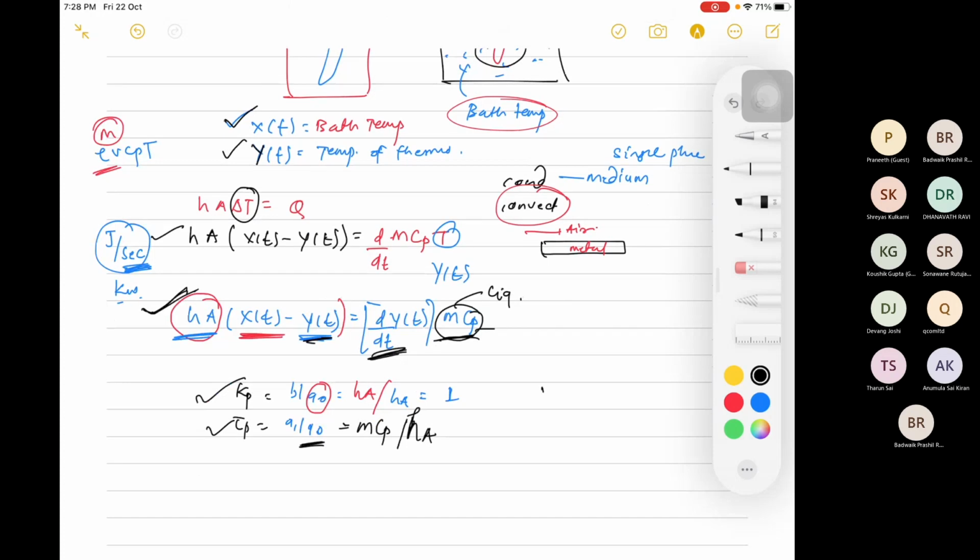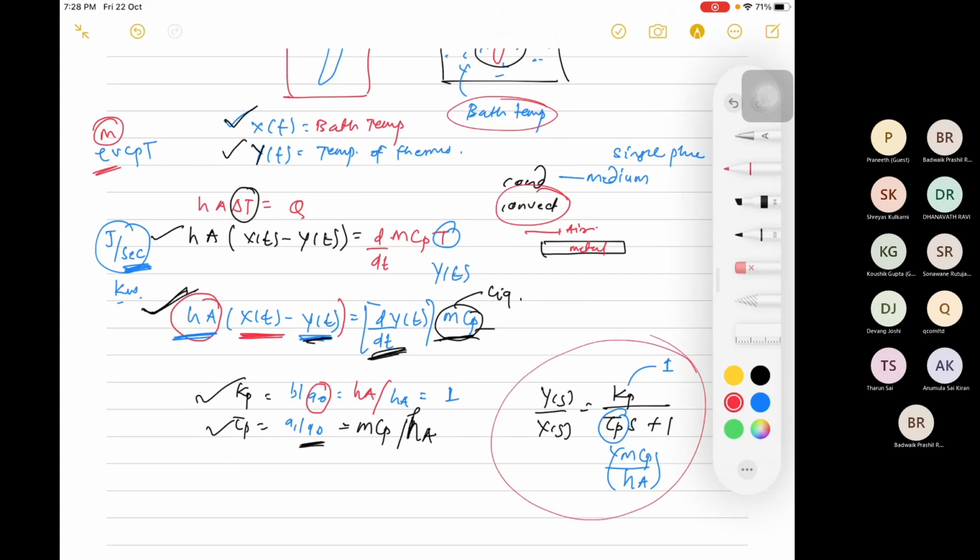Always Y of s upon X of s is equal to Kp upon tau p into s plus 1. And what is Kp? It is 1. What is tau p? mcp by ha. Now please tell me, have I done any transformation? No. What I did, just model the system, compare with standard first order differential equation, find out Kp and tau p, that's it. No need to do any derivation.